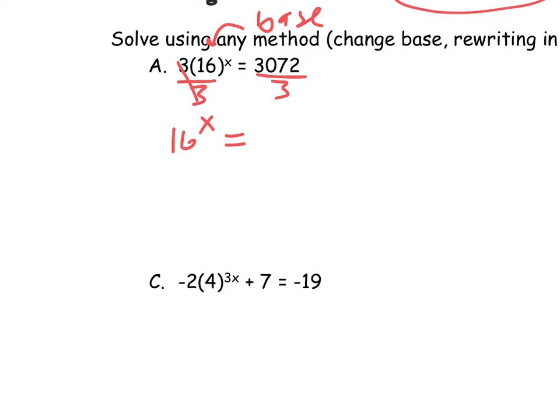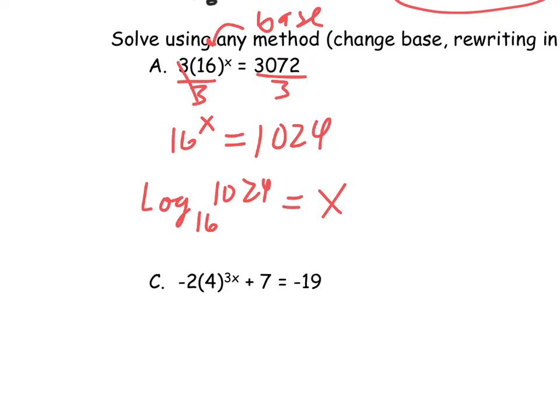Let's try that. 3,072 divided by 3 is 1,024. So my base is 16, my exponent is x, so it's going to equal x. So I'm going to say it log base 16 of 1,024 equals x. And then I'm just going to use the log base button. I think that would probably be the easiest here. So 16, and I'll throw that in there, 1,024. So x equals 2.5.